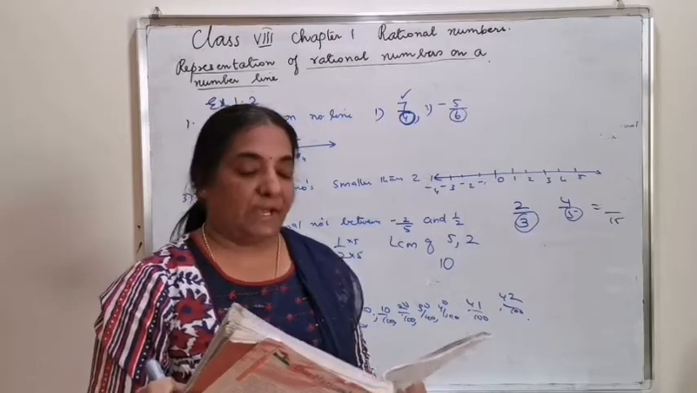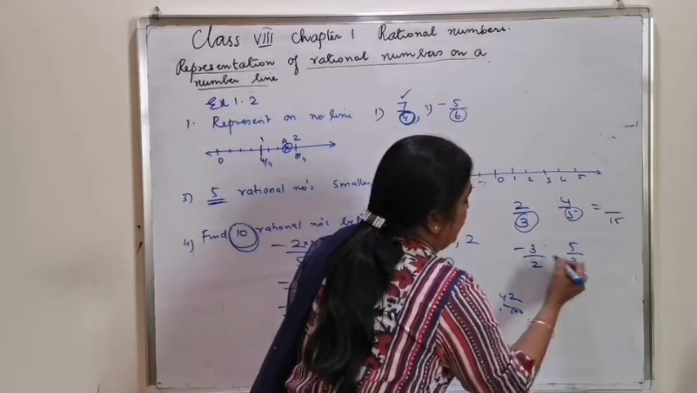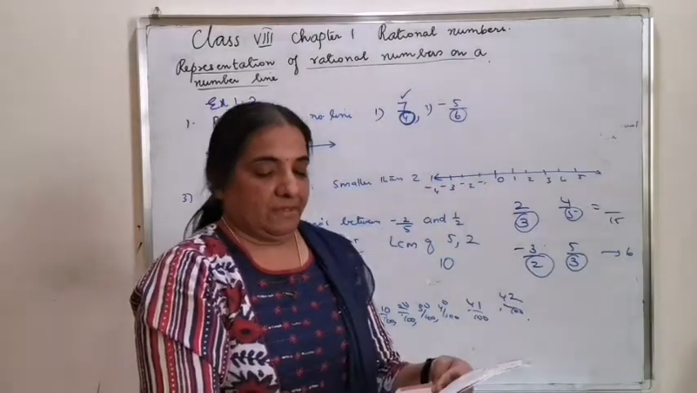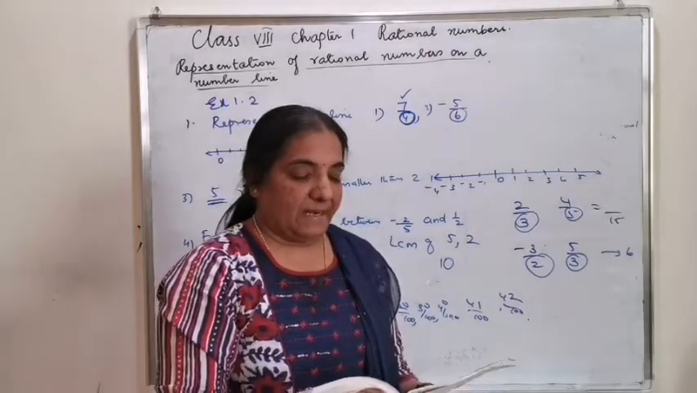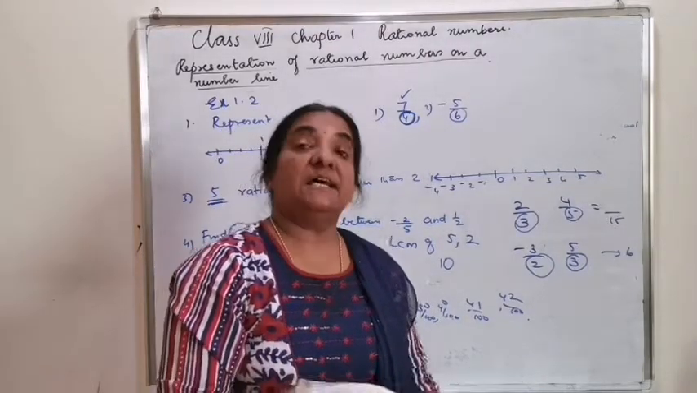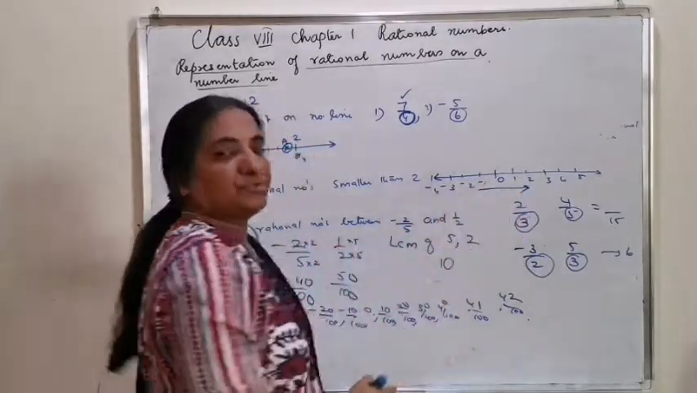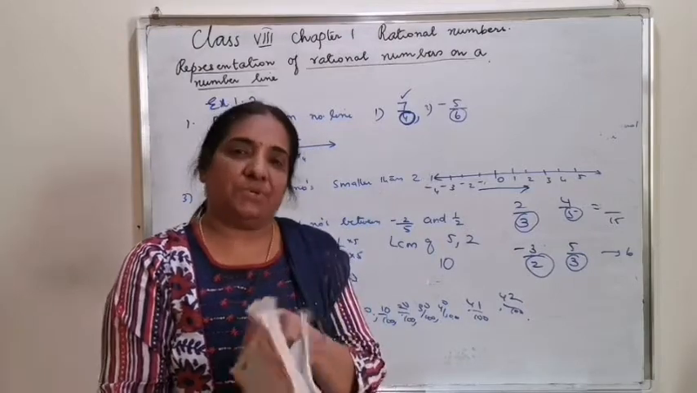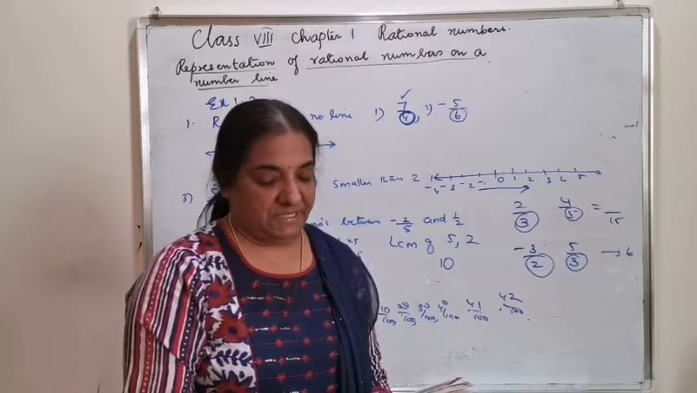Minus 3 by 2 and 5 by 3. Again, the LCM is 6. 1 by 4 and 1 by 2, the LCM is 4. Write 5 rational numbers greater than minus 2. What are the numbers greater than minus 2? Towards the right. As many positive integers you can write, because integers also are rational numbers.